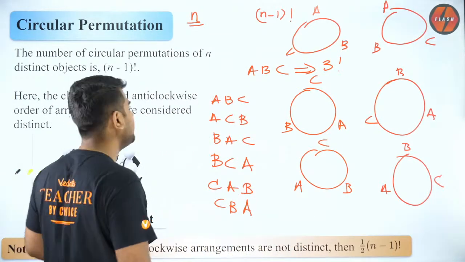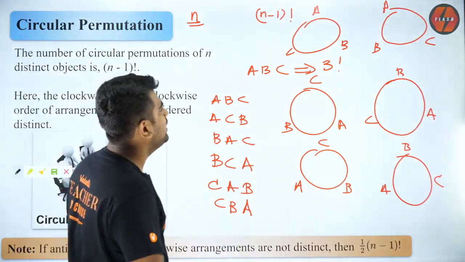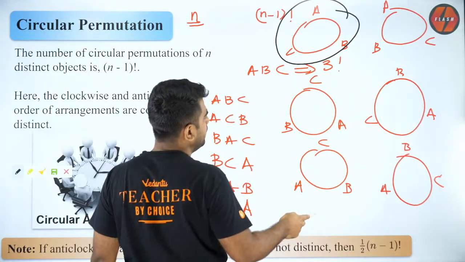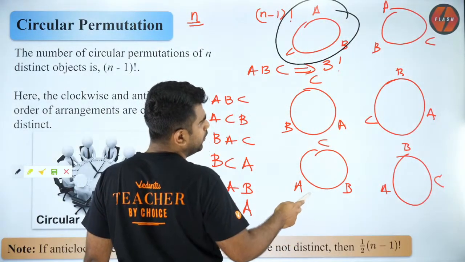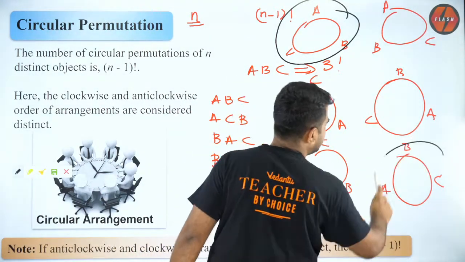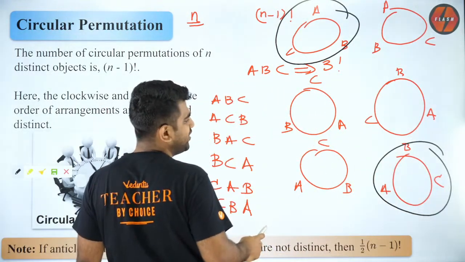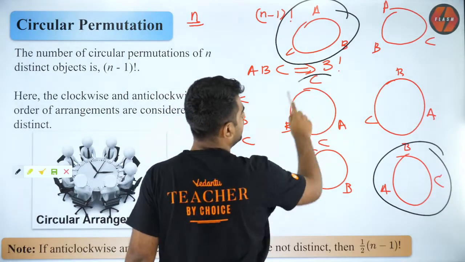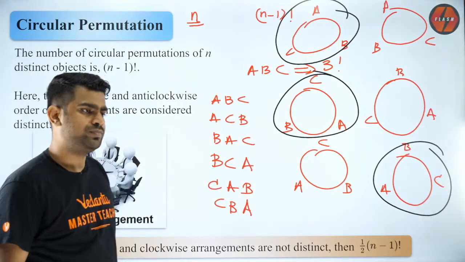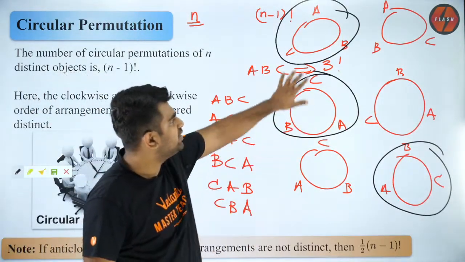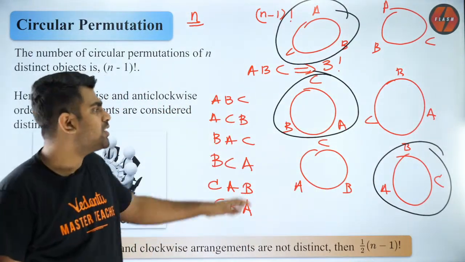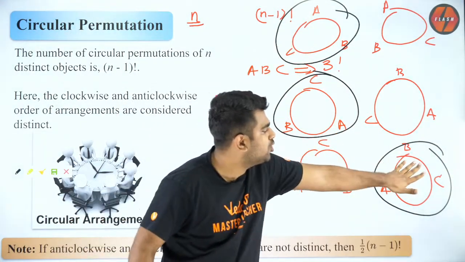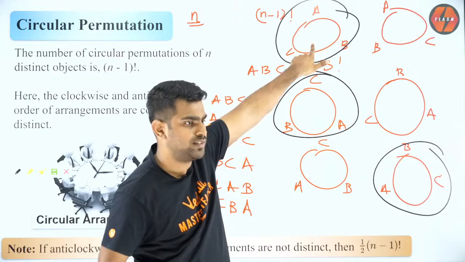Now do you guys agree? Do you guys agree that A, B, C, and then we have, what do we have? B, C, A, and then we have A, B, C, B, C, A, C, A, B. Where is C, A, B? Don't you think these 3 are the same? Because I can just rotate my circle and I will get that.